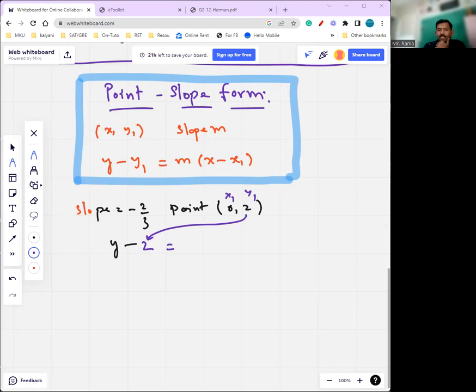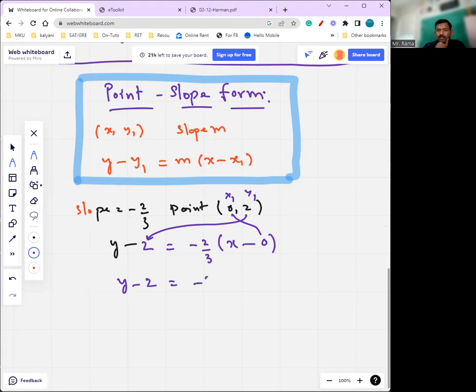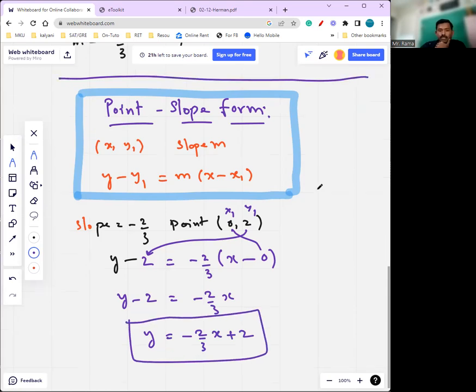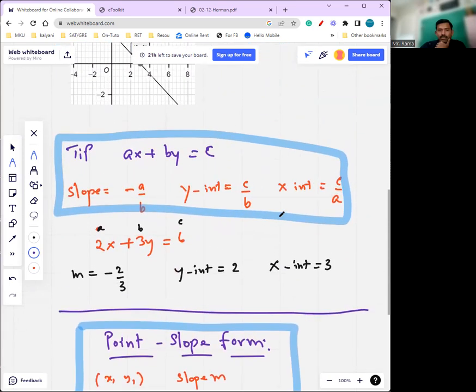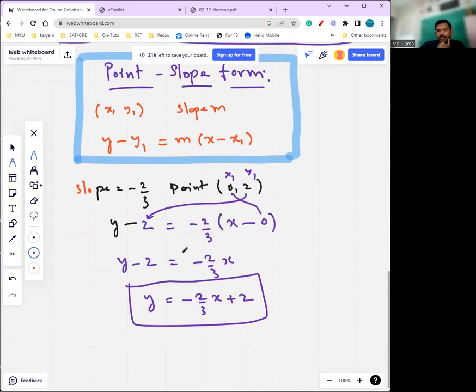So y minus y1 equals m, which is -2/3, times x minus x1, which is 0. I'll just plug these numbers into the formula. Now let's do the math. So it's y minus 2 equals -2/3 x. Now add 2 on both sides: y equals -2/3 x plus 2. Isn't that the same equation that we had, -2/3 x plus 2, with a given point and slope? That's how you need to solve it.